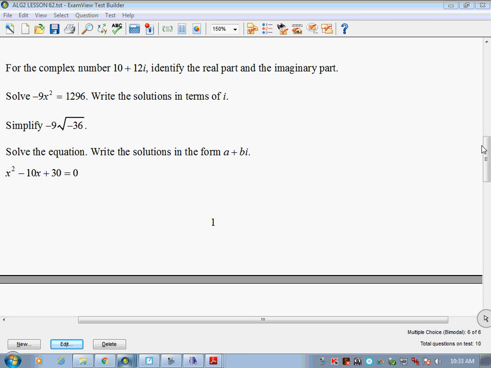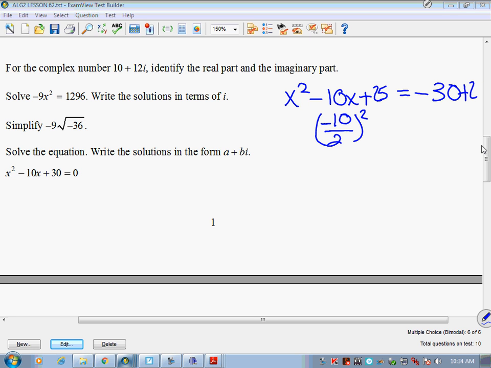So let's do this. Solve the equation, write the solution in a plus bi form. Okay? Let's see. We can solve this by completing the square. What should it equal on the right-hand side? Negative 30. What do I want to do with negative 10? And square it. What's negative 10 divided by 2? What's negative 5 times negative 5? Positive 25. So we add that to both sides. Okay, what's negative 30 plus 25?